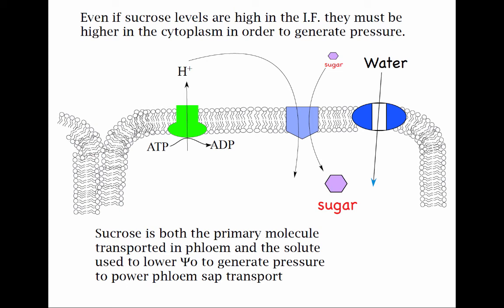Water comes in because there's more sugar inside now than out. The fact that there's more sugar inside than out is a necessary component to the logic of this being a pressure generation system, right? If it was a channel, then the concentration gradient would have to be in the other direction. There would have to be more in the interstitial fluid than in the cell. If that were the case, then water would move in the other direction, since water, in this case, is the primary solute. So, water comes in, pressure builds.